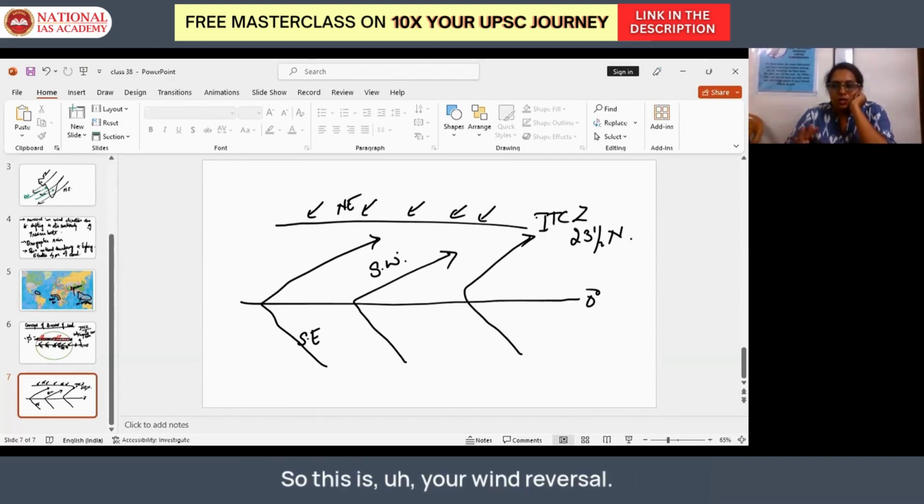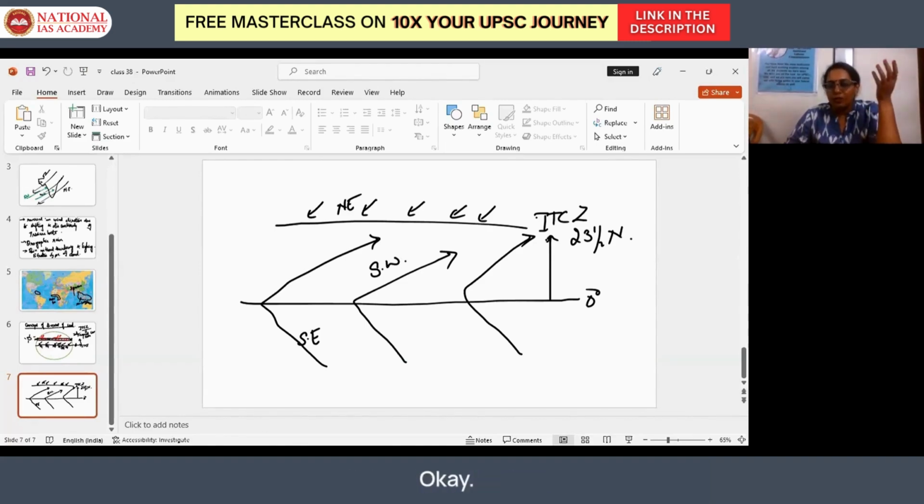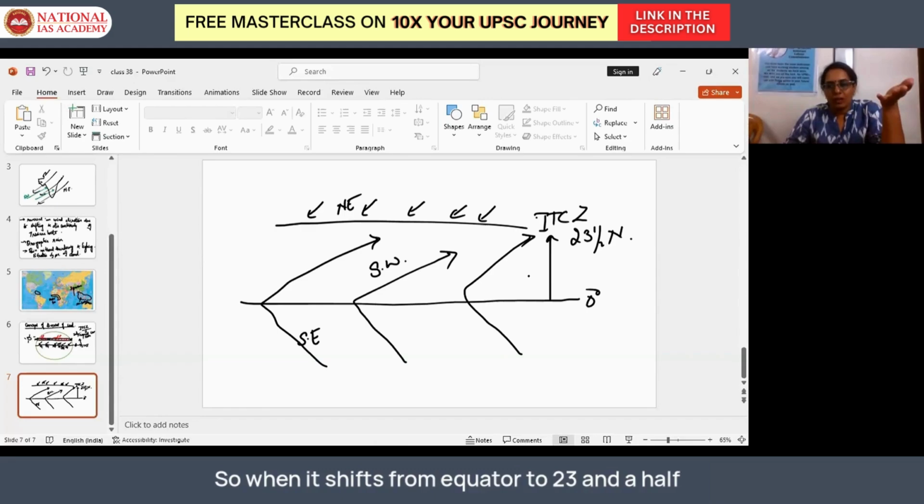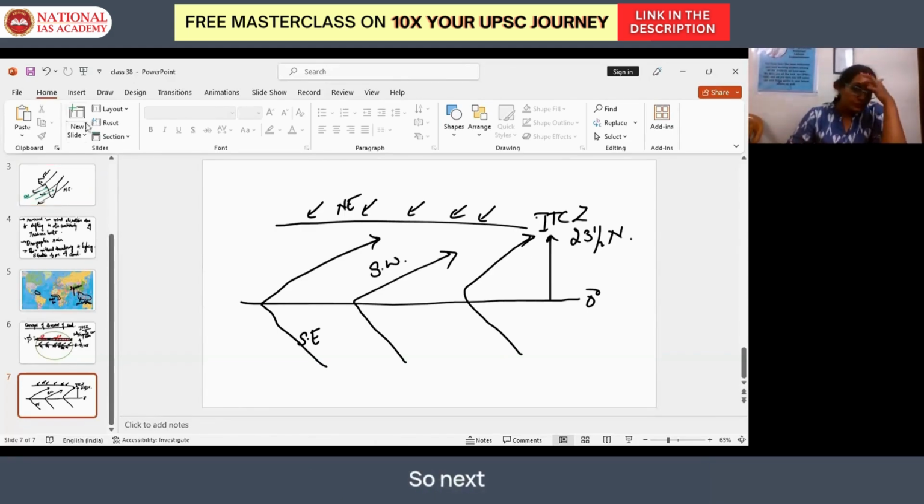So this is your wind reversal. Why does it happen? It is because ITCZ shifts from 0 degree to 23.5 degree north. Did you get the point why there is a shift? We have done this ITCZ already. If you see the notes, you will understand. ITCZ shifts along with the sun. So when it shifts from the equator to 23.5 degree north, there is reversal in wind direction. Okay, so next.